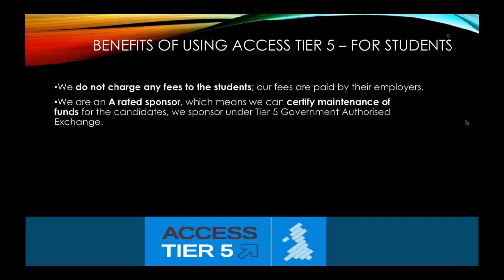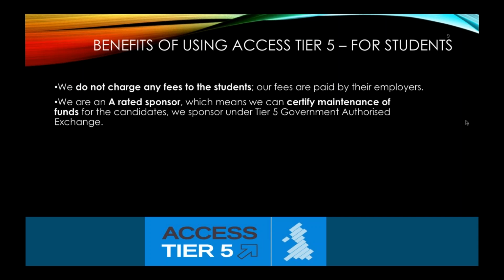We are an A-rated sponsor, which means that we can certify the maintenance when we sponsor students under the Tier 5 GAE visa route. What that means, okay, so when you applied for a Tier 4 visa, your parents must have had to show bank statements, asset accounts to be able to prove to Home Office that they're in a financial capacity. Similarly, when you apply for a Tier 5 visa, the government or Home Office expects you to have £945 for a consecutive period of 90 days in your bank accounts.